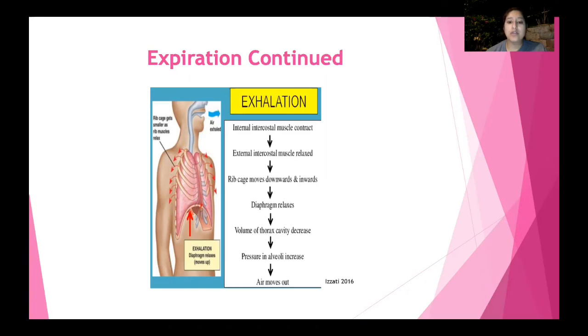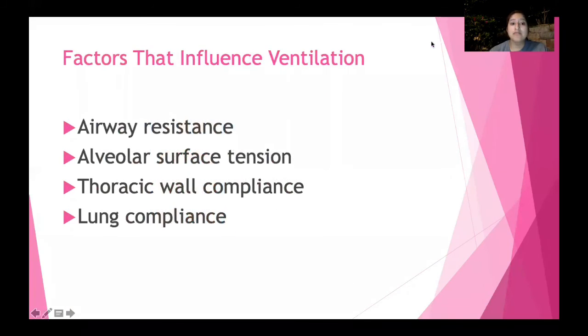So now to recap exhalation, the internal intercostal muscles contract. The external intercostal muscles relax. Because of that, the rib cage moves downwards and inwards. The diaphragm relaxes and pushes back up into the lungs, causing the volume of the thoracic cavity to decrease, which increases the pressure in the alveoli, and air moves out. Some factors that influence ventilation are airway resistance, alveolar surface tension, thoracic wall compliance, and lung compliance.